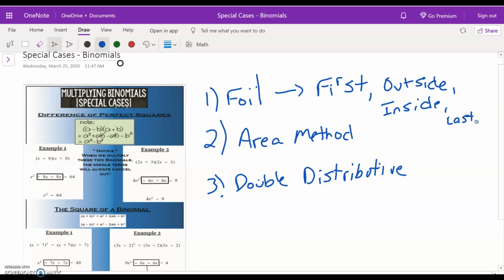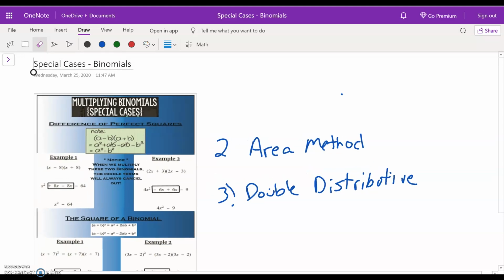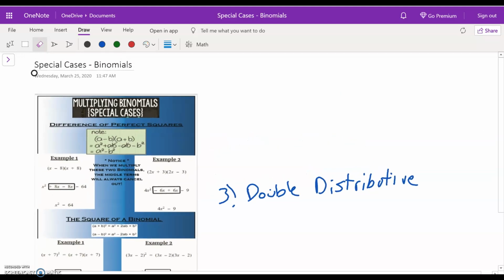What I do want to mention about the FOIL method is that FOIL method actually only works when we are dealing with a binomial times a binomial. We don't reference FOIL for anything else because the FOIL method only works when we're multiplying two binomials together, and we'll see that. The area method is used moving forward as well as the double distributive method. So what I'm going to go through and do for you are a couple of examples today. I'm going to use the FOIL method, I'm going to use the area method, and then I will absolutely do one problem where we start talking about the double distributive method.